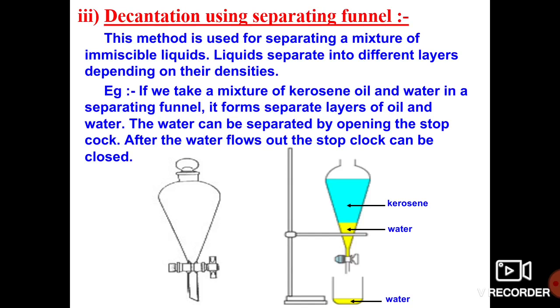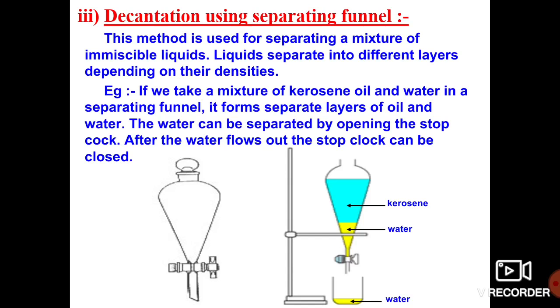Why does the oil float on the water? Because oil has much less density as compared to water. That's why the oil floats on the water and the water settles at the bottom of the container. How can we easily separate them? By using the separating funnel.